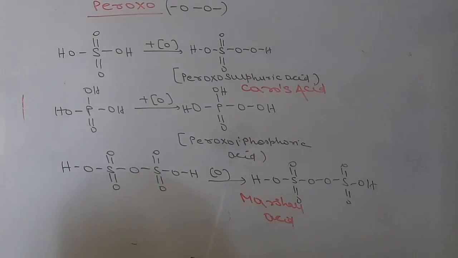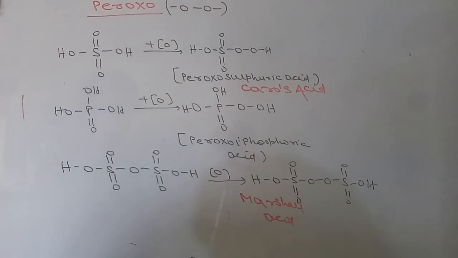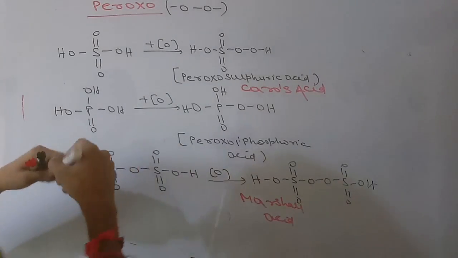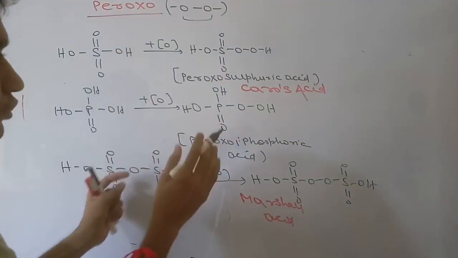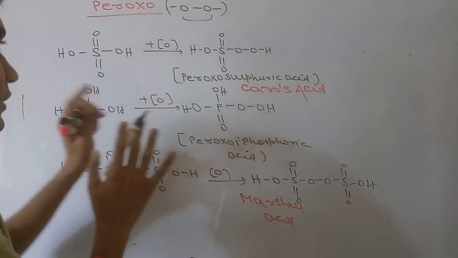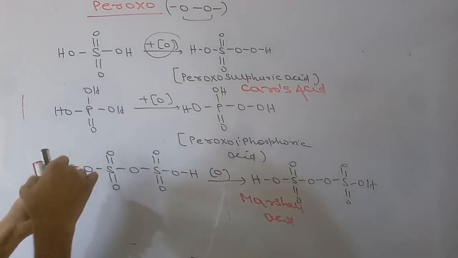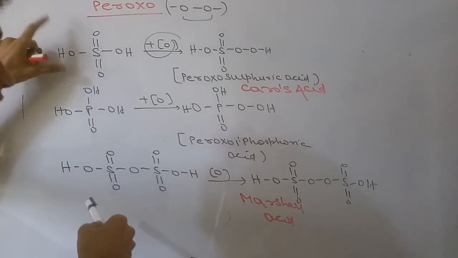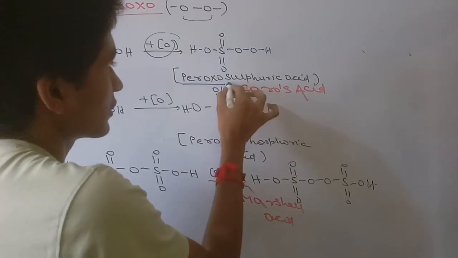Now we are discussing peroxo acid: how will you calculate the formula of a peroxo acid? Simple. Peroxo basically means an OO bond. This is your sulfuric acid. If you introduce 1 oxygen into it, it will be converted into peroxosulfuric acid.